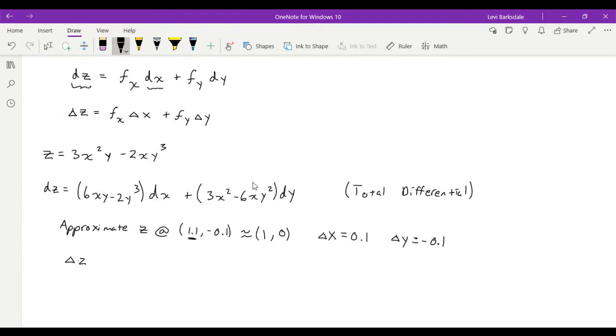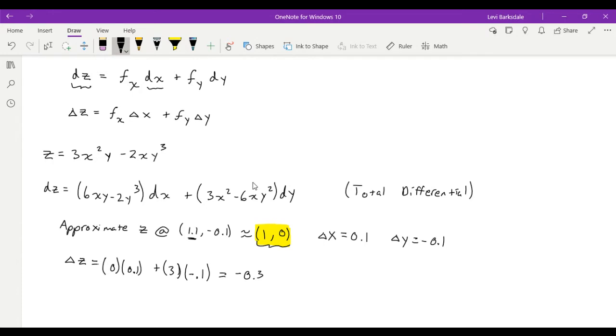Well, then we can approximate our change in z from this point 1, 0. And our change in z would be based off of this total differential here. It would be 6xy minus 2y cubed, and importantly, we use the values of our approximate point here in order to estimate this. So 6 times 1 times 0 minus 2 times 0 gives us 0, times 0.1, which is our delta x, plus 3 times 1 squared gives 3, minus 6 times 1 times 0, so 3 times negative 0.1 gives us a delta z value of negative 0.3.